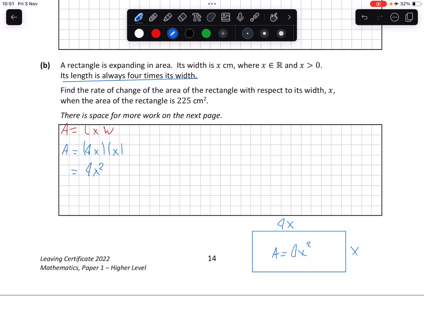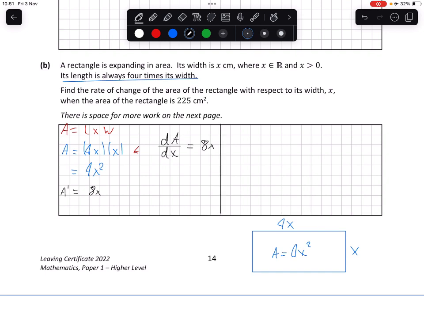Now, find the rate of change of the area of the rectangle with respect to its width x. So up here, we've basically created a formula for its area. So if we want to find the change of the area with respect to x, what we have is dA, small change in the area, in response to a small change in the x value. Well, dA/dx is just going to be the derivative of 4x squared. So if we were to find A prime, we'd have 8x. So this thing is going to equal 8x. And that's something we're going to use later on.